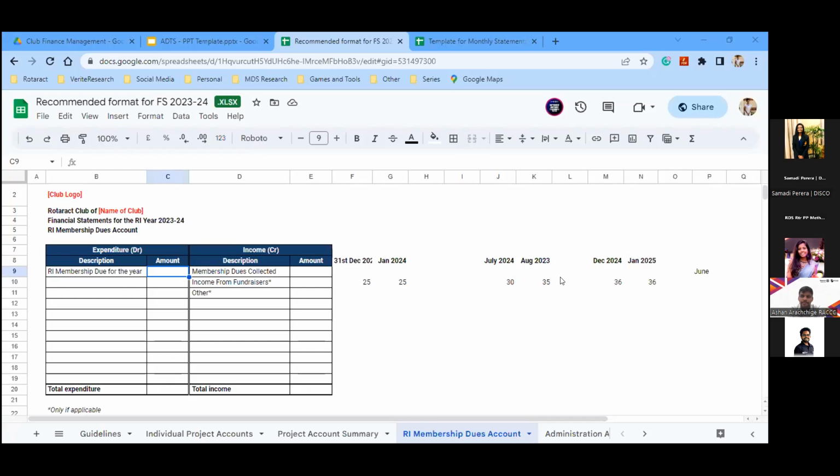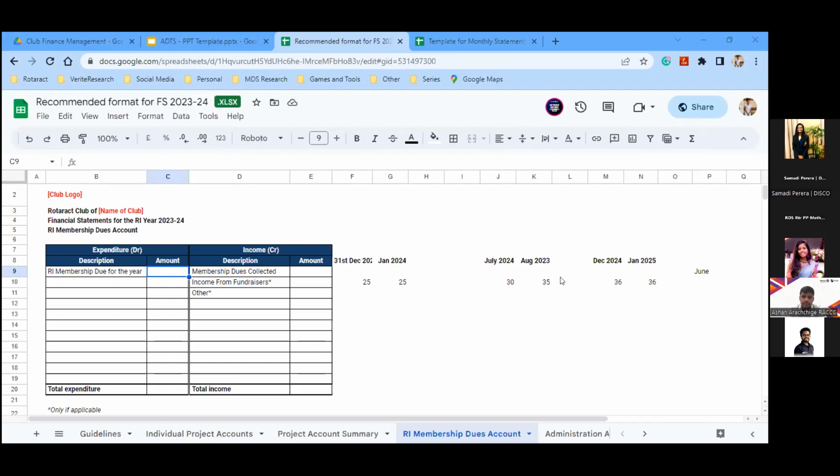Okay, there's another one. Should we make a monthly provision for RI dues due to the introduced pro rata basis system? Provision. Yeah, I'm going to leave that for a bit, because that is also kind of a big topic.